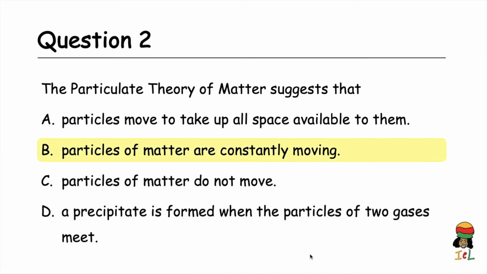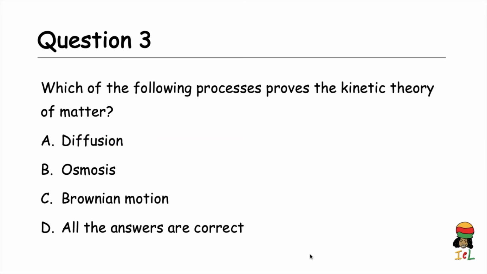The answer is B. So the particulate theory of matter suggests that particles of matter are constantly moving. That's why it's also known as the kinetic theory of matter. Question 3. Which of the following processes proves the kinetic theory of matter? A. Diffusion. B. Osmosis. C. Brownian motion. D. All the answers are correct.